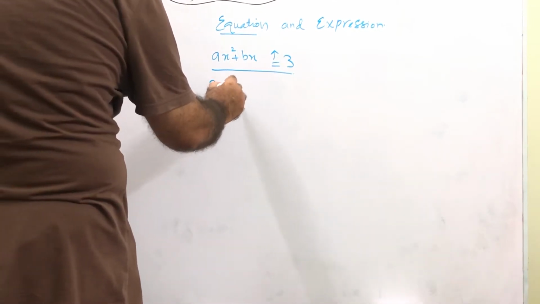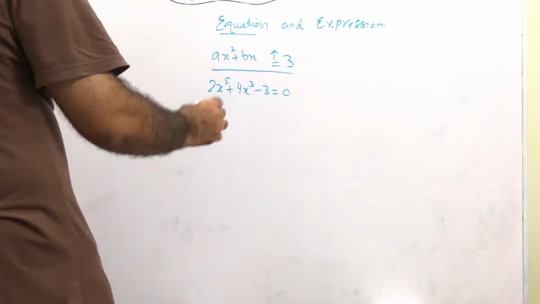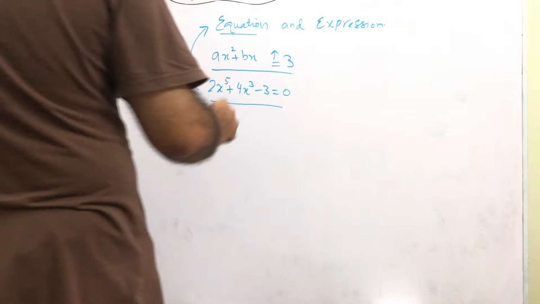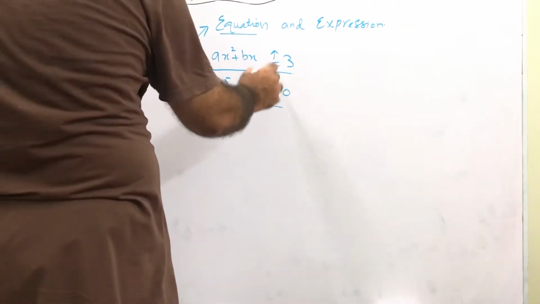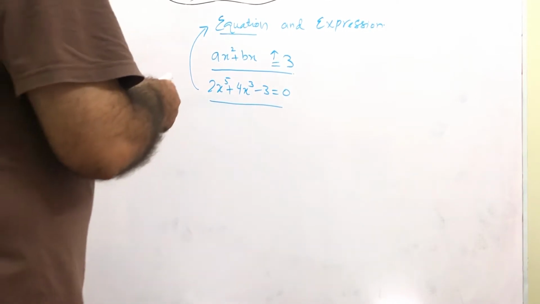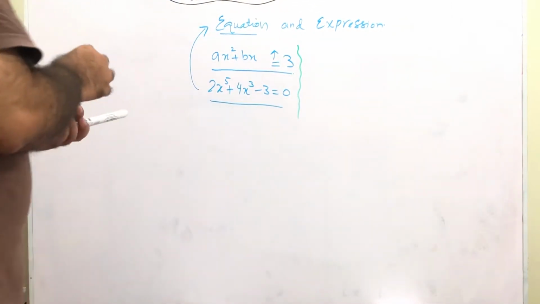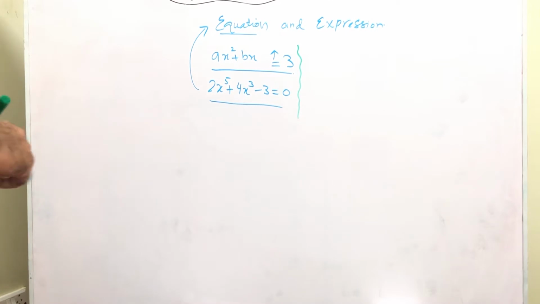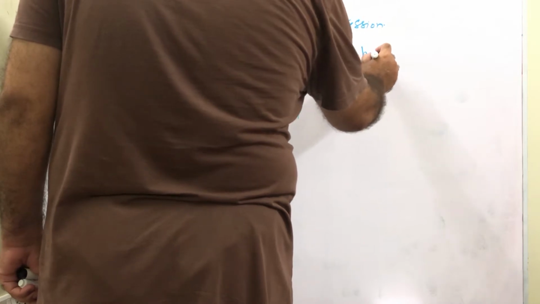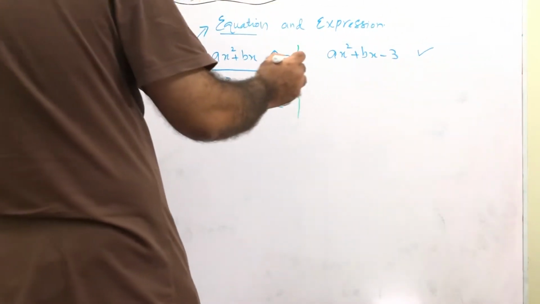Let's suppose 2x5 plus 4x cube minus 3 is equal to 0. Here we also have an equal sign, so it is also an equation. So these are the types of equations where an equal sign is given. Okay, what about the expression? If there is no equal sign given, then we will say it is an expression. If we say ax square plus bx minus 3, it is an expression because no equal sign is given here.